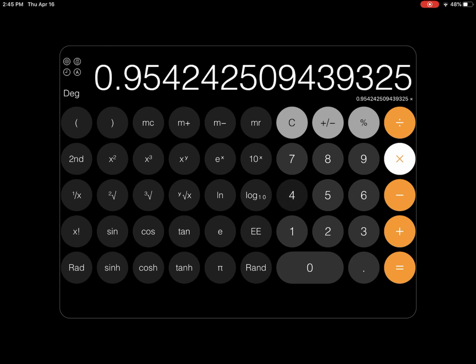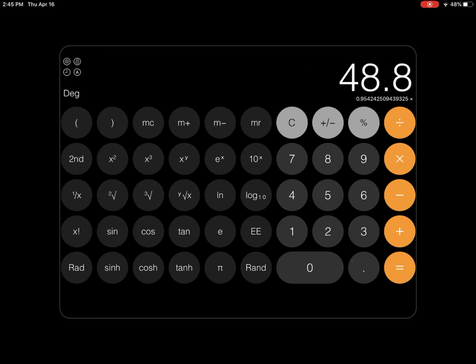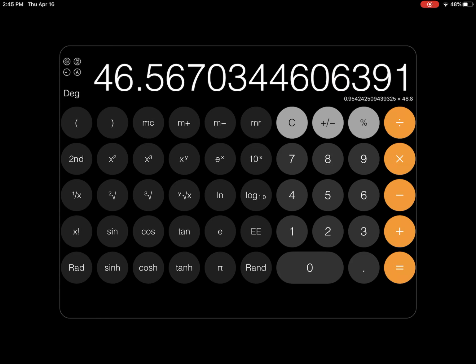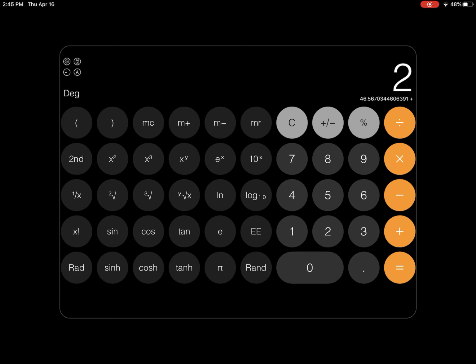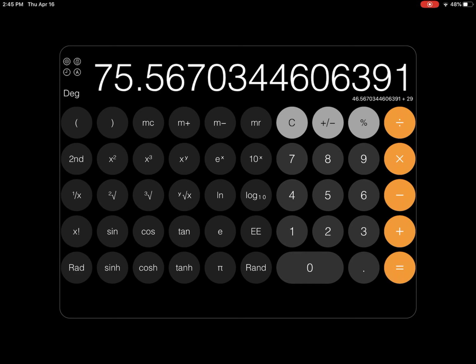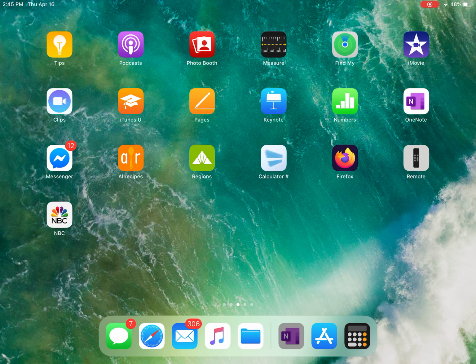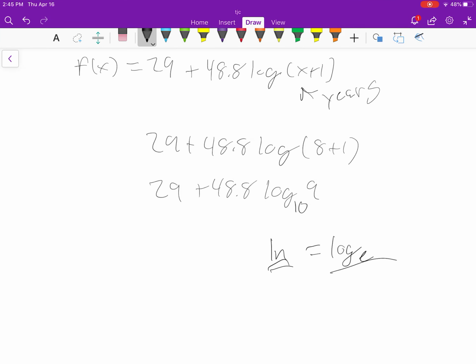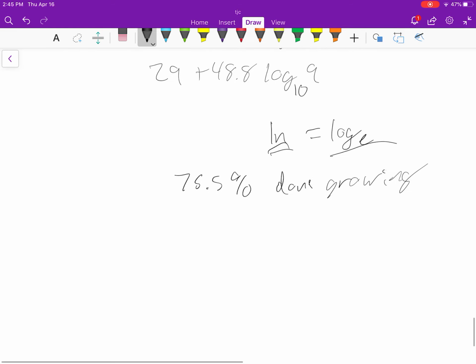Then you multiply that by 48.8, enter, and add 29, enter, and you get 75.5. So that means, since we've been told this is a percentage, that your child is 75.5% done growing as far as height. Okay, so this is simply how it works.